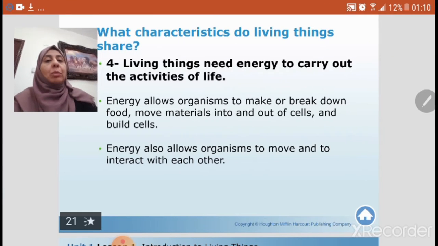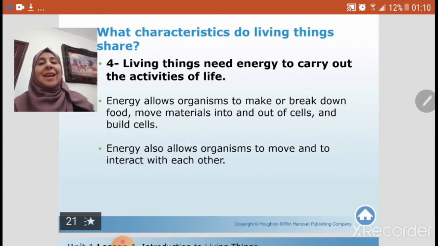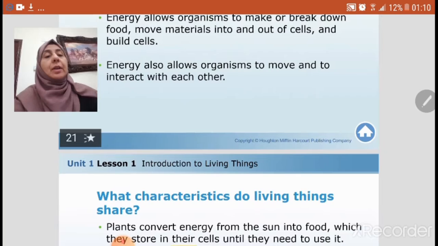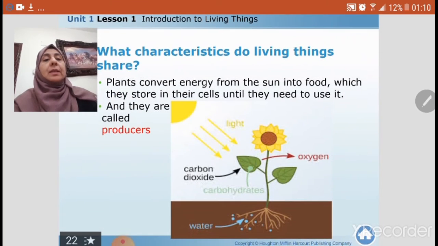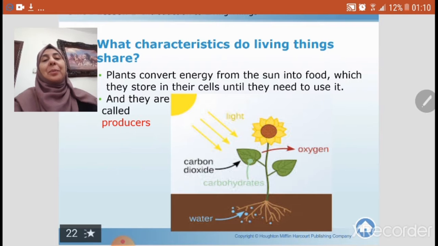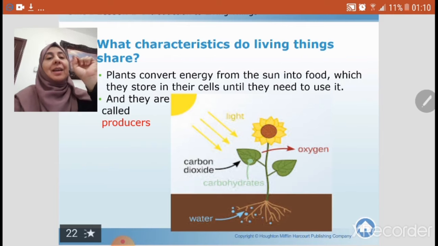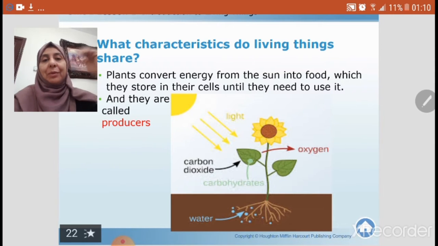Because without energy, the organisms can't do any activity. All organisms need the energy for any activity in their lives. Our cells need the energy for the essential processes that take place inside the cell, and the whole organism needs the energy for its activities. Now, let's start from the very important organism, because it is the first step, if we say, in the energy pyramid.